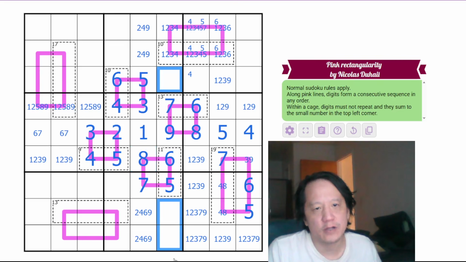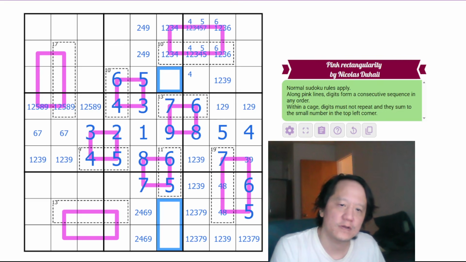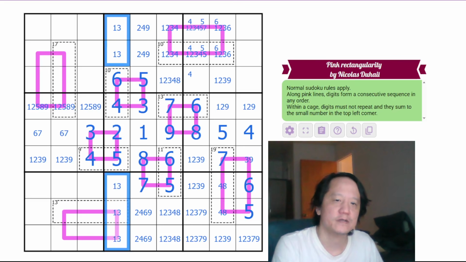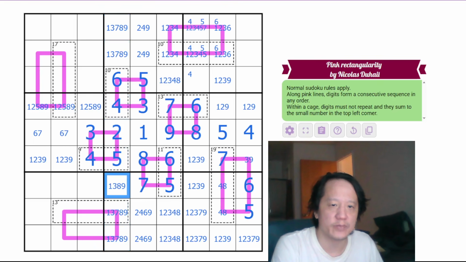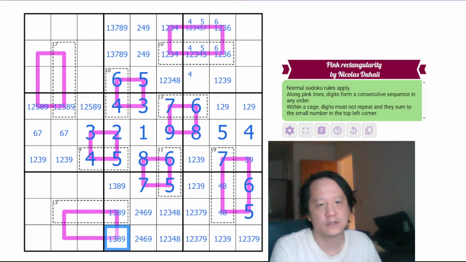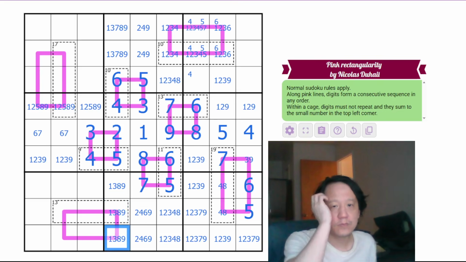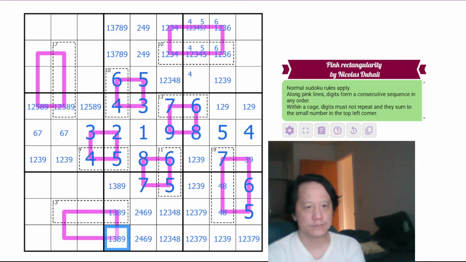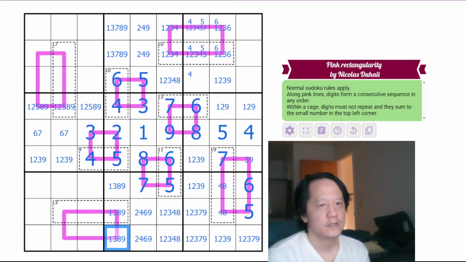Remaining digits of column 6. We have 1, 2, 3, 4, and 8. Remaining digits of column 4. We have 1, 3, 7, 8, 9, and 7 obviously cannot be any of these 3 digits. 17 for 3 digits.